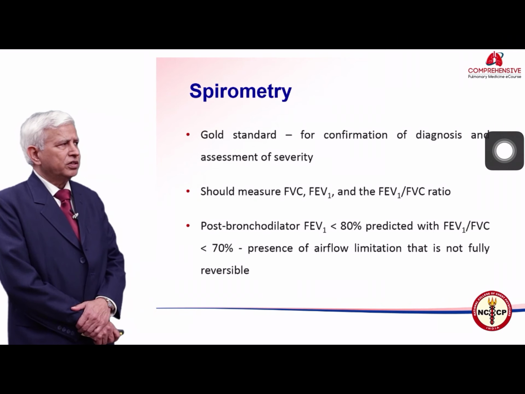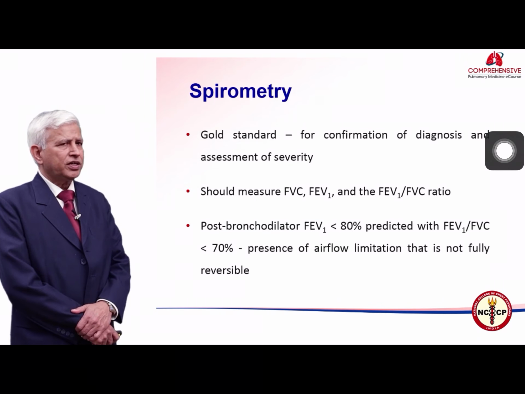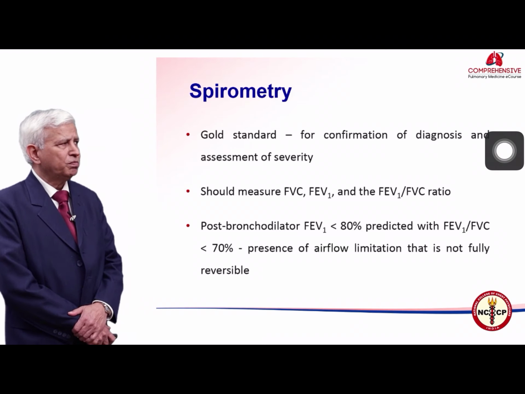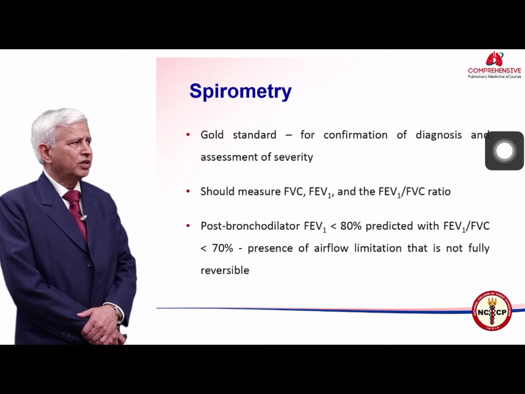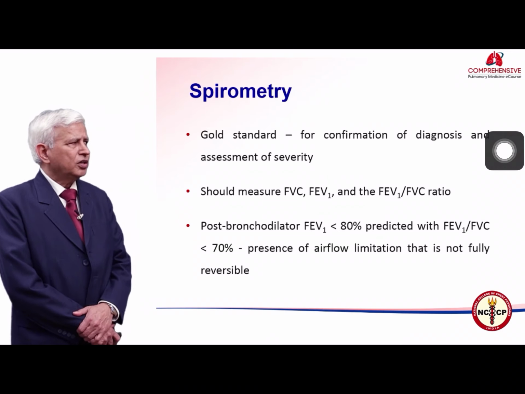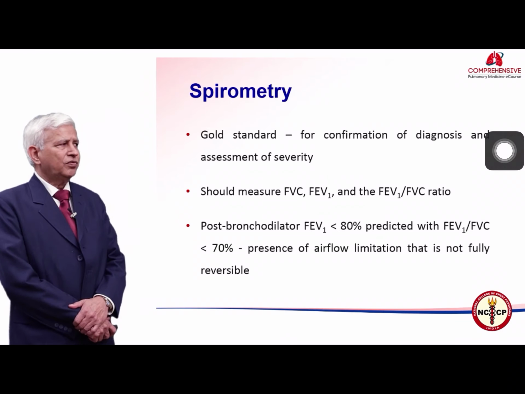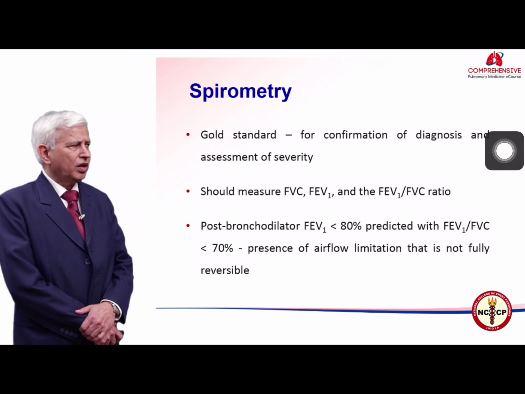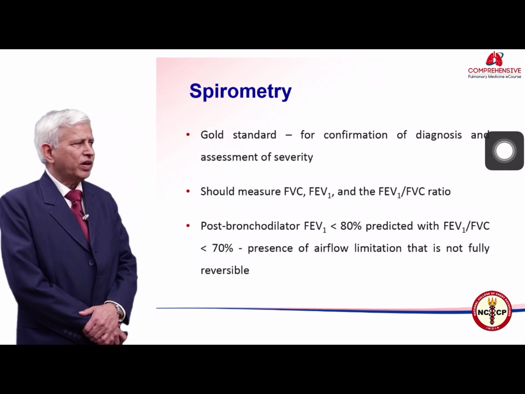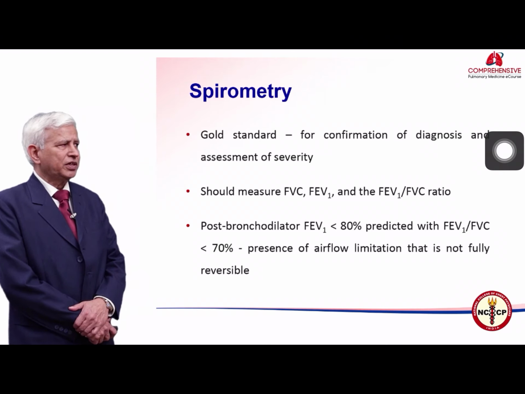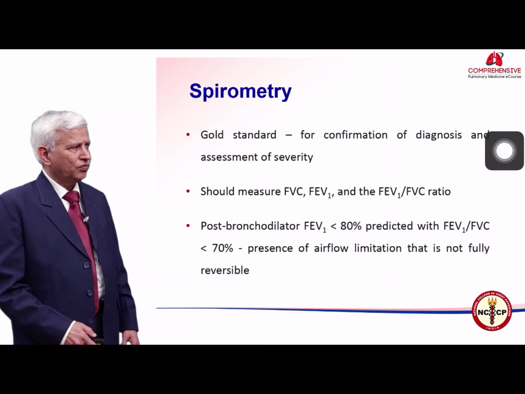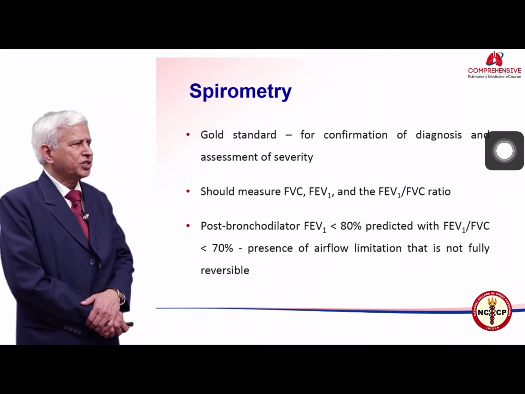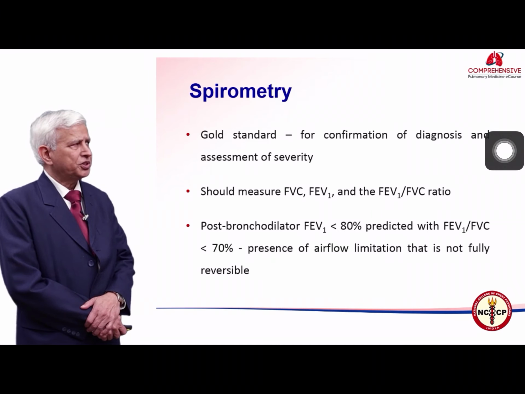Spirometry is the gold standard for confirmation of diagnosis and assessment of severity. One should measure FVC, FEV1 and FEV1 over FVC ratio. The post bronchodilator FEV1 of less than 80% predicted with FEV1 over FVC ratio of less than 70% indicates the presence of airway obstruction, and the diagnosis of COPD would be established. You see.